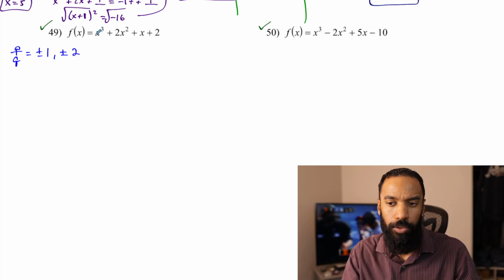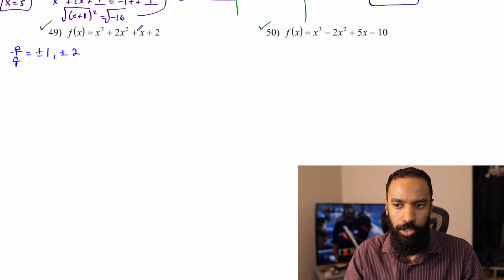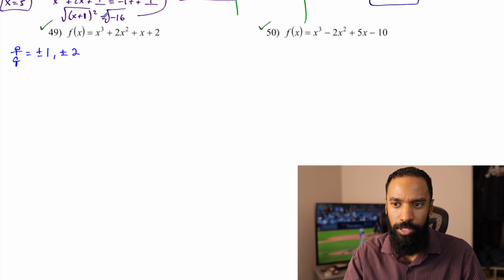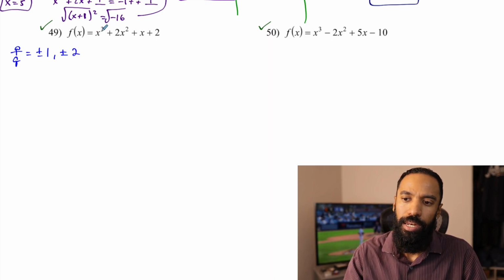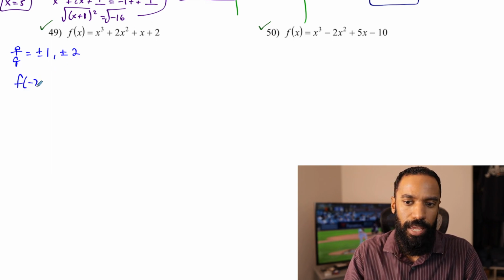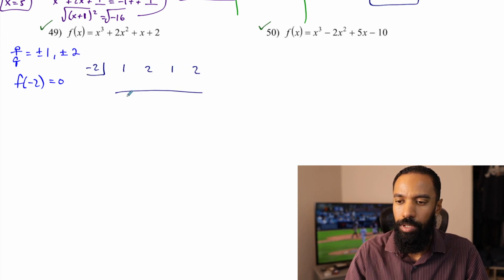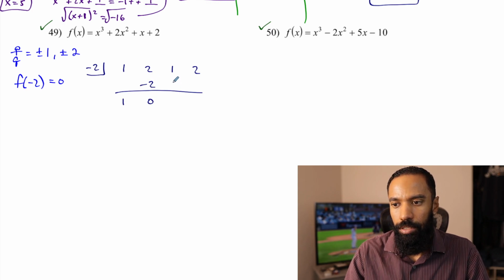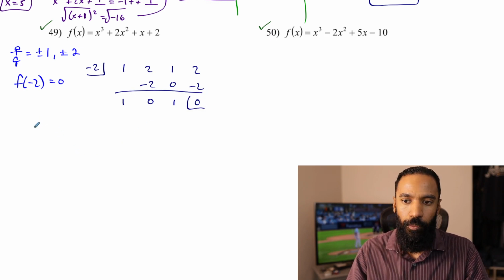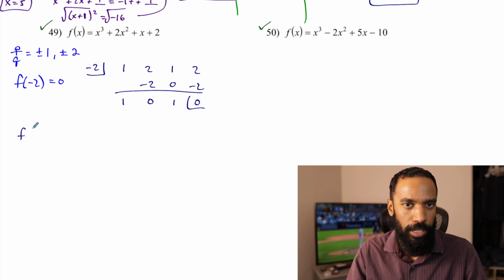Is it negative 1 or negative 2? We get negative 1 plus 2 minus 1 plus 2. Negative 1's out. Let's try negative 2. Negative 8 plus 8 minus 2 plus 2. That works. So negative 2 works out there. I still got to divide. 1, 2, 1, 2. Okay, so it looks like that was my only rational root.